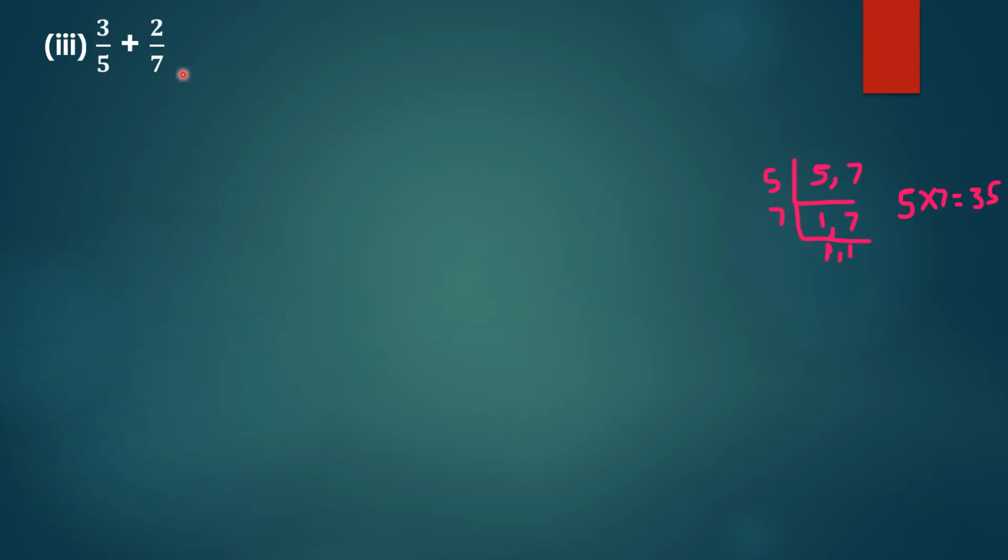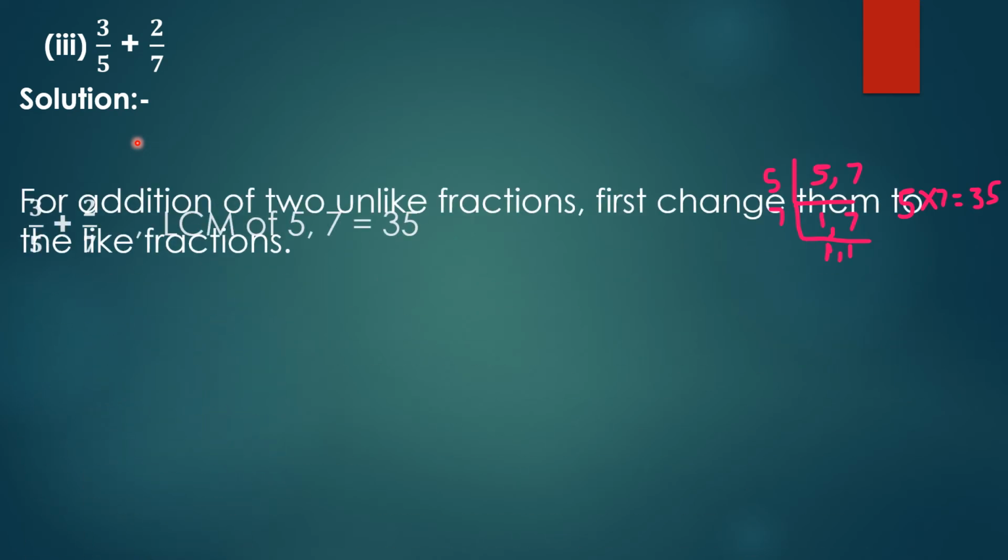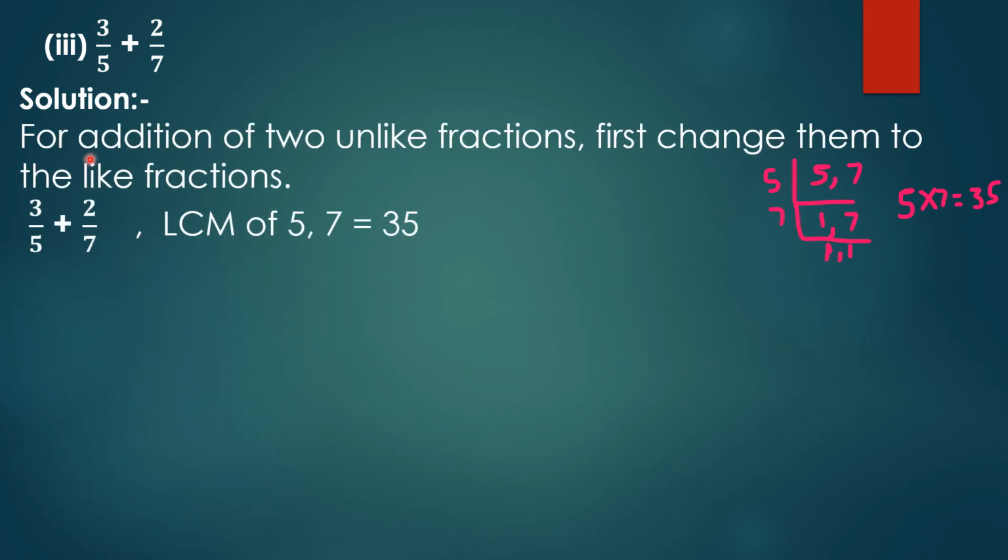The next sub question is 3 by 5 plus 2 by 7. Now let us solve this question. How to solve this? Here observe the denominators, 3 by 5 plus 2 by 7. Here the denominators are different. That means addition of two unlike fractions. So the denominators are different, therefore these are unlike fractions. Now for addition of two unlike fractions, what we have to do? First we have to convert the unlike fractions into like fractions.